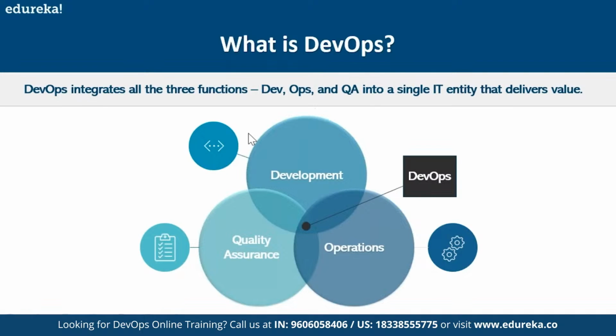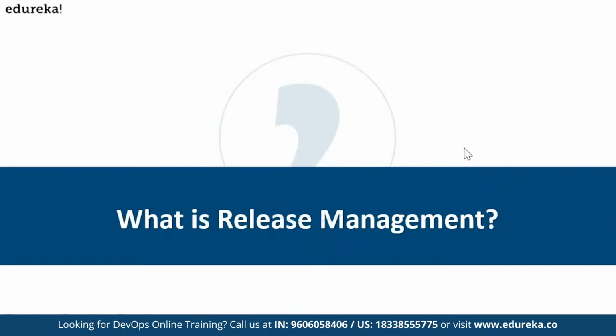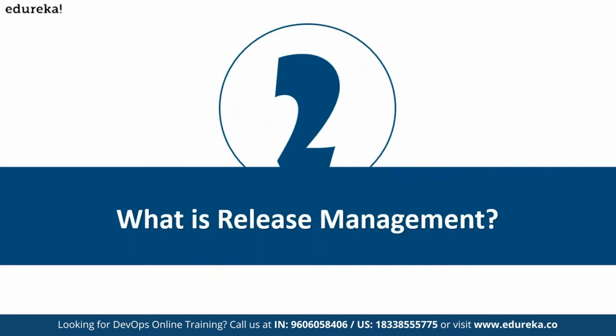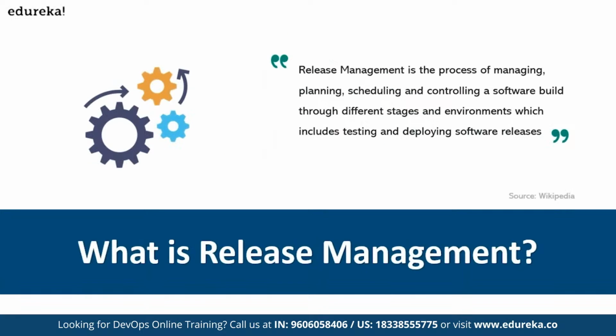DevOps integrates all the functions, as I explained earlier: the developers team, operations team, and QA, into a single entity that delivers value. All of them are joined together by a common part, which is the DevOps group. Now, what is release management? It is a process of managing, planning, scheduling and controlling a software build through different stages and environments, which include testing and deploying software releases. This is the definition.